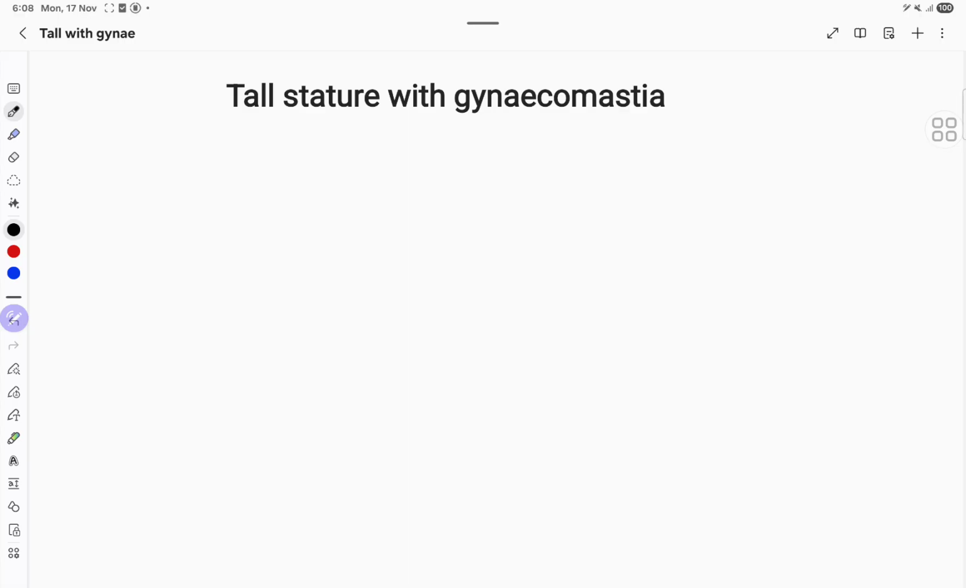First of all, when the patient approaches you, you have to take a history. So, what are the things you are going to ask in history? First, the presenting complaint is tall stature. Then ask whether he has always been this tall, from childhood. Then ask about gynecomastia: when it appeared, whether it is progressive, whether it is tender, and whether there is any discharge.